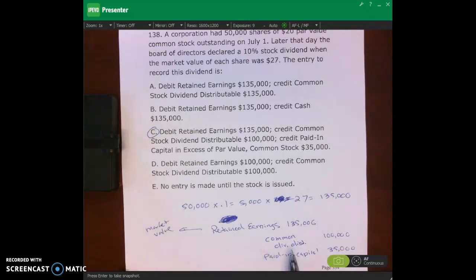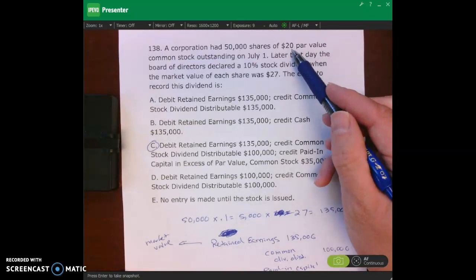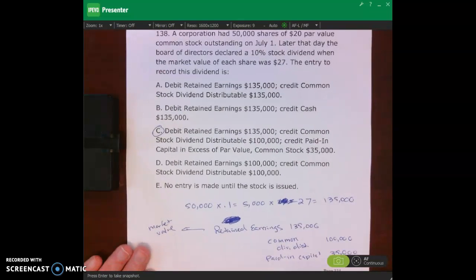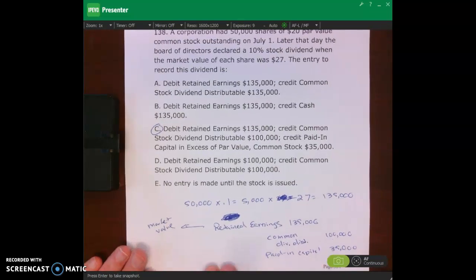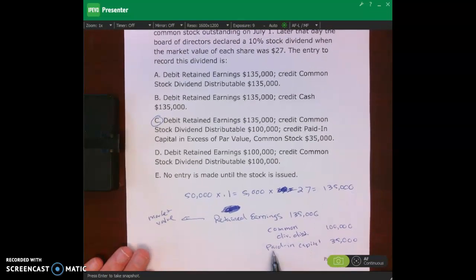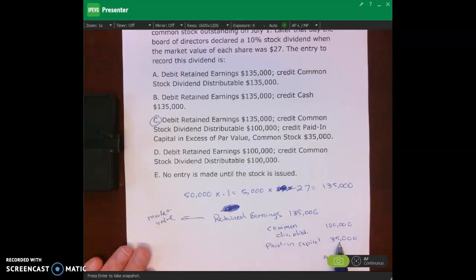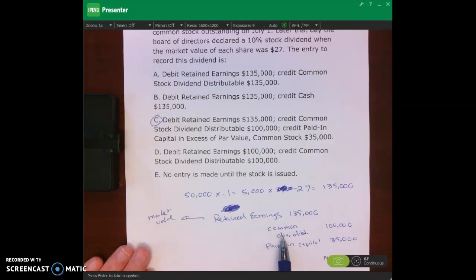And then I will credit my common dividends distributable for the par value. Well, what's the par value? It's the $20 per share times the 5,000 new shares, which gives us 100,000, the credit to our common dividends distributable. And then the difference between the market price and the par value goes into paid-in capital, 35,000. Debit to retained earnings, 135,000. Credit to common dividends distributable, 100,000. Credit to paid-in capital of 35,000. The right answer is C.